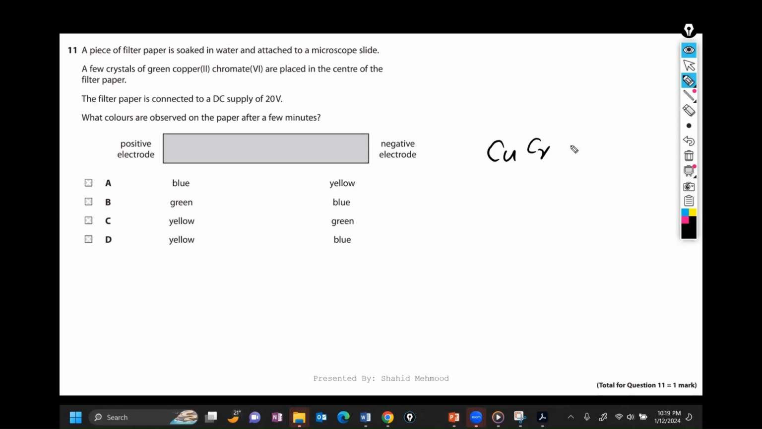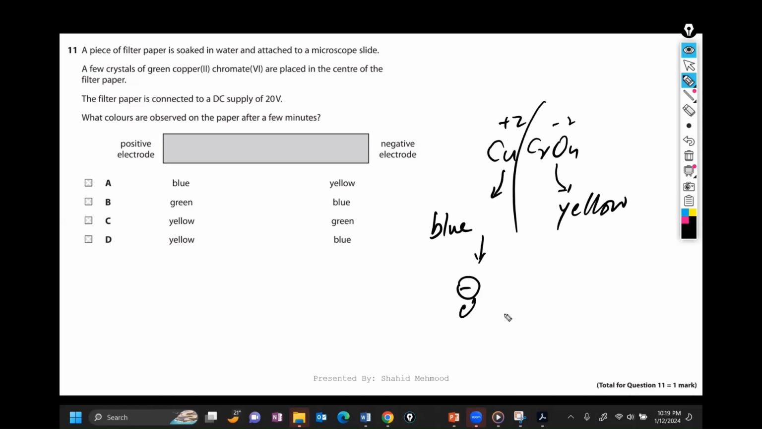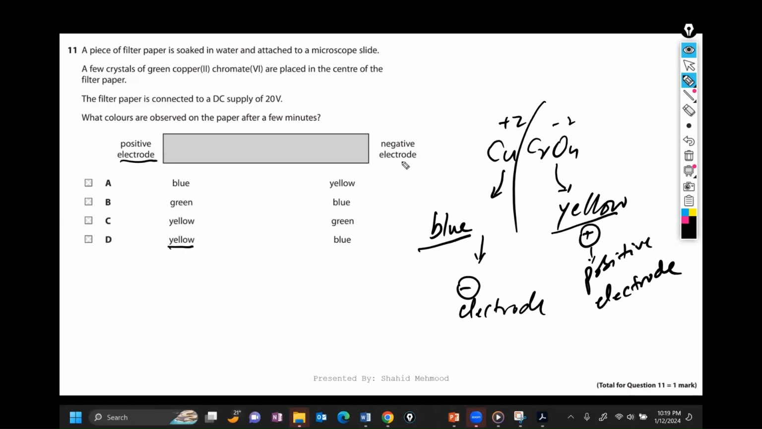Now, CrO4, this is -2, this is +2. You know that copper has blue color in aqueous solution while chromate 6 has yellow color. Now, if you look at here, this is +2 charge, so it will go to the minus side, negative electrode, and this is negative ion, so it will go to positive electrode. So it means the yellow color will go to positive side, the blue color will go to negative side. This side is positive, color will come here. The option is option D.